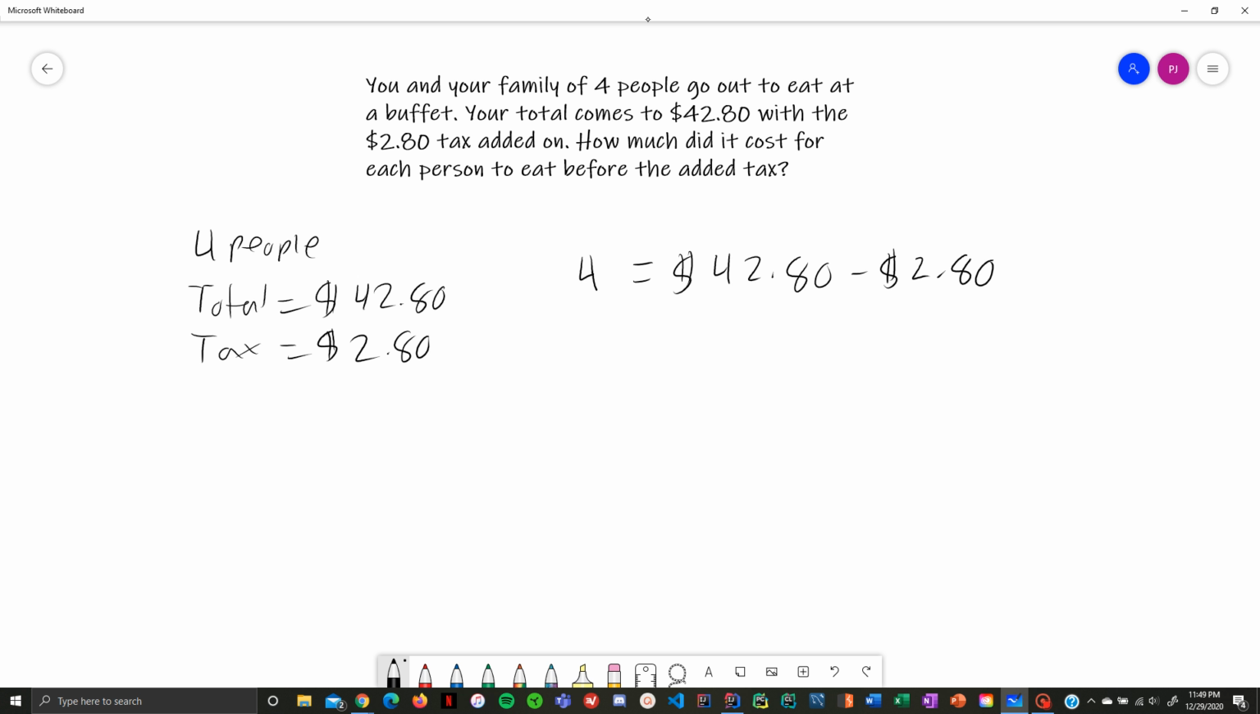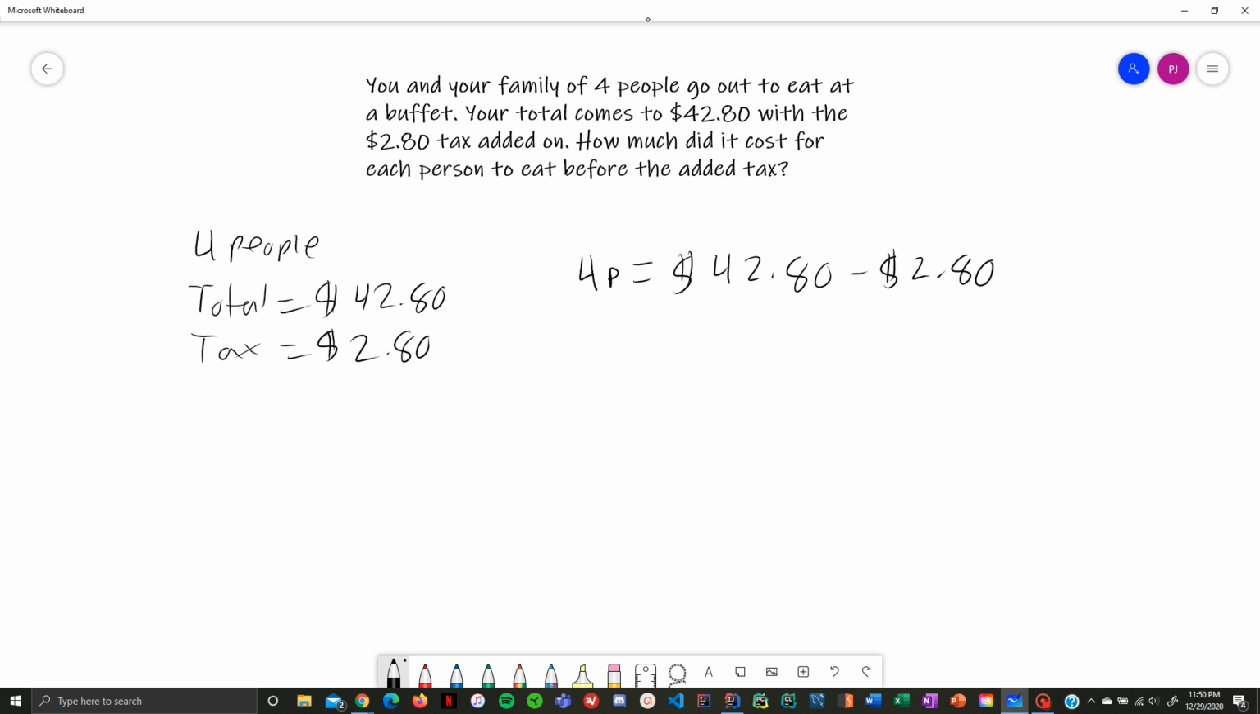And then in order to solve for this equation, I'm going to use P. P is going to represent people, and P is also going to be the 4 people times the amount of money that will be the total once we solve this equation for how much it costs to eat before the tax was added on. So let's go ahead and let's solve this.